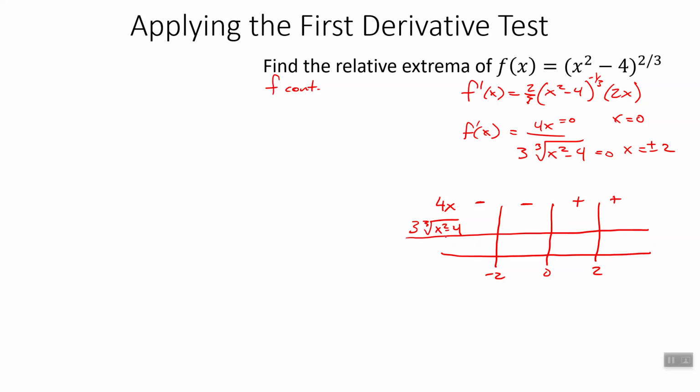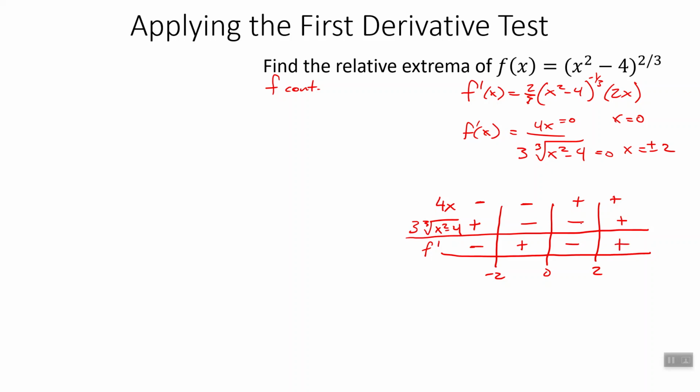With this guy, if I plug in something out here like negative 3 and square it, that's positive 9. 9 minus 4 is 5. The cube root of 5 is positive. 3 times a positive number is positive. Same thing would happen if I plugged in positive 3. If I plug in something in between negative 2 and 2, like 1, I'm going to get a negative under the cube root. The cube root of a negative is negative. 3 times a negative is negative. So the bottom is going to be negative. So now if we look at what the function does, a negative and a positive is negative. 2 negatives, positive. 1 negative, negative. 2 positives, positive.